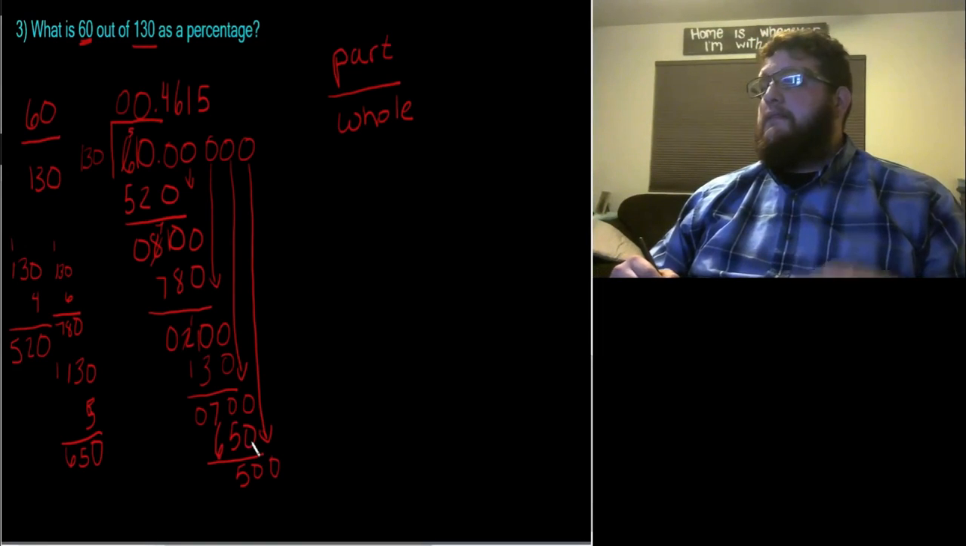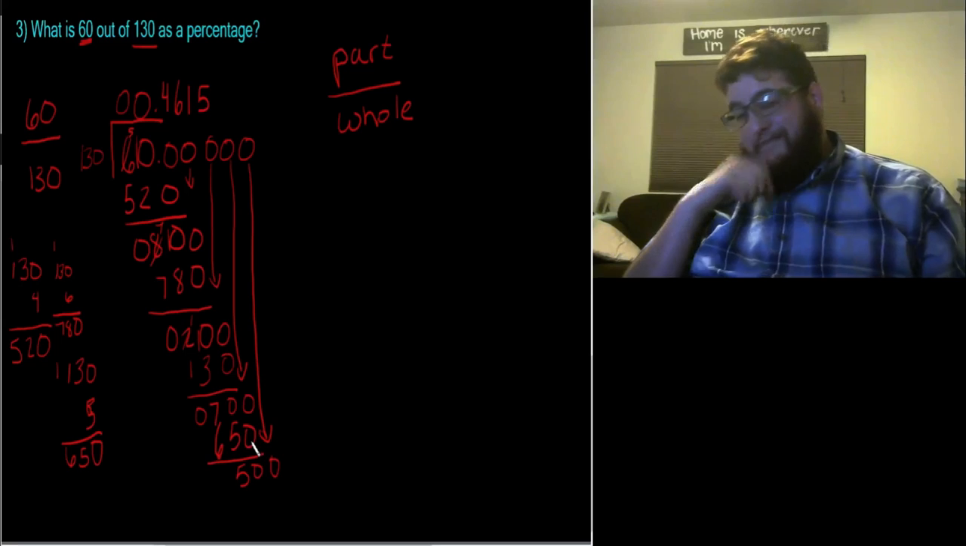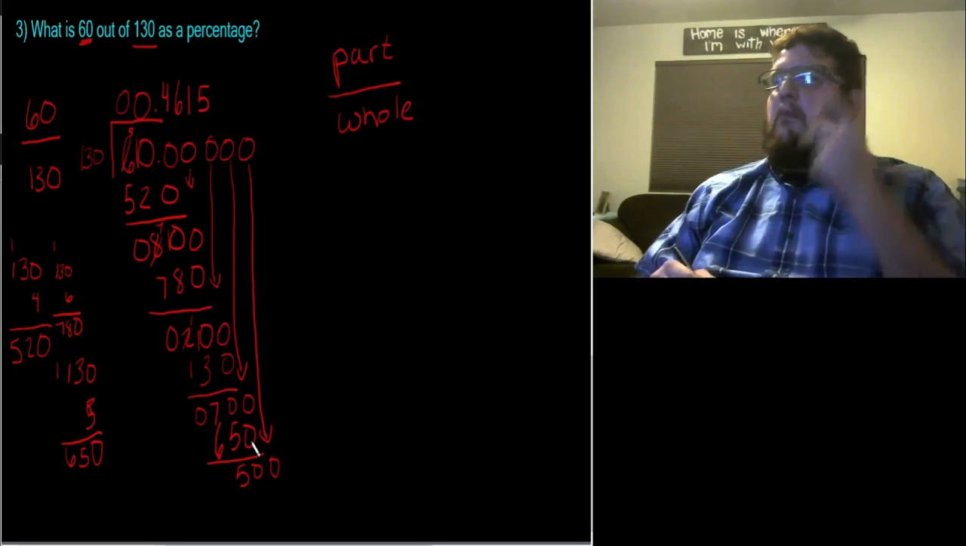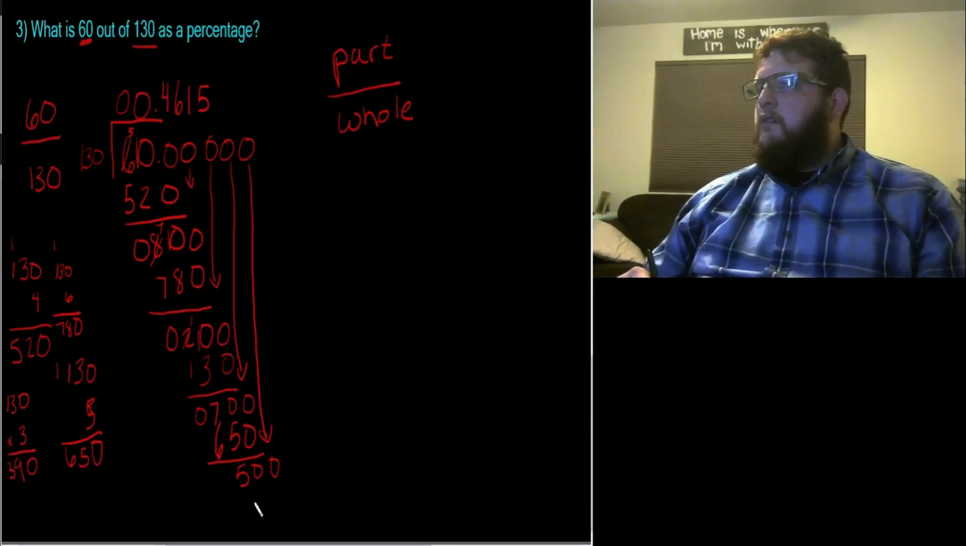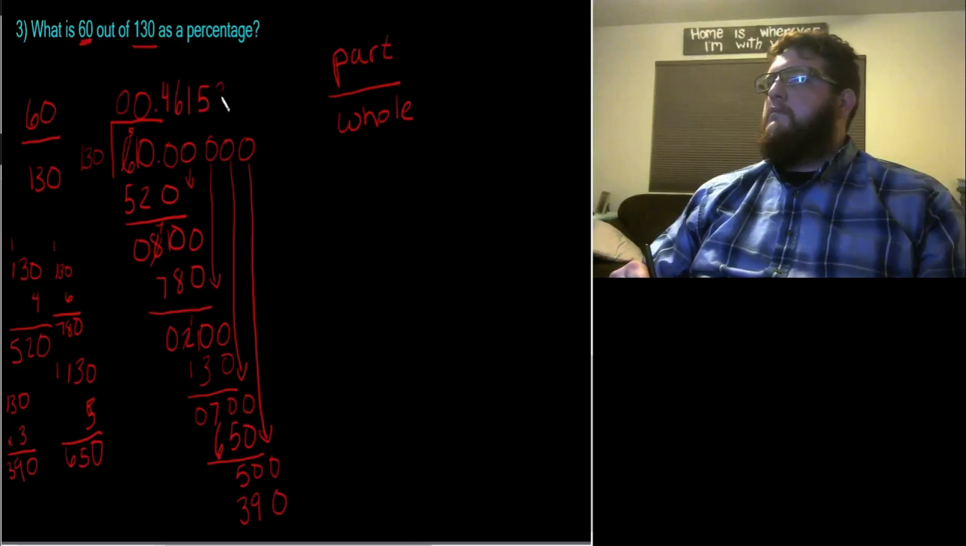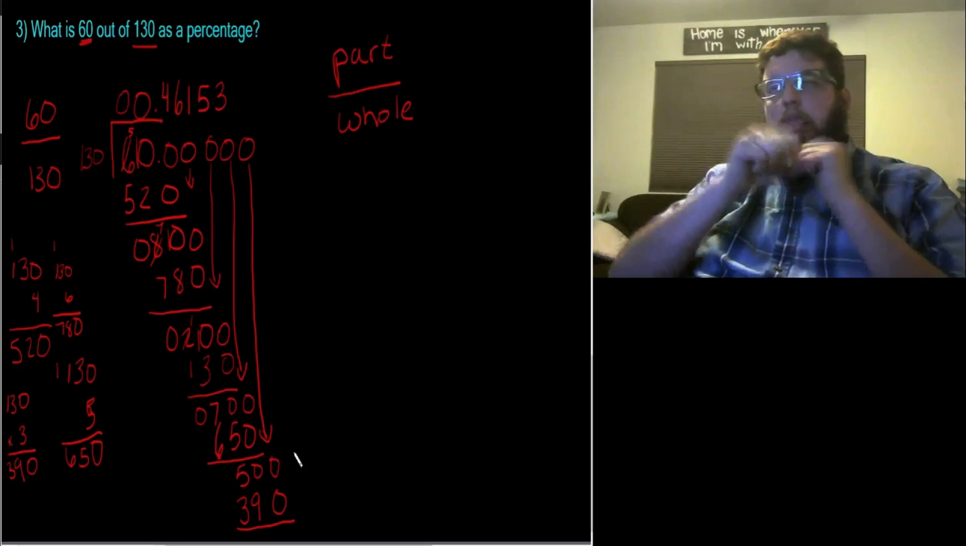130 goes into 500. I guess about 3 times. But we'll multiply and check. And we'll end up with 390. And that's pretty close to 500. I wouldn't be able to add another 130 in there without going over 500. So we'll write 3 up there. We'll have 390 at the bottom. And we'll go ahead and stop here.